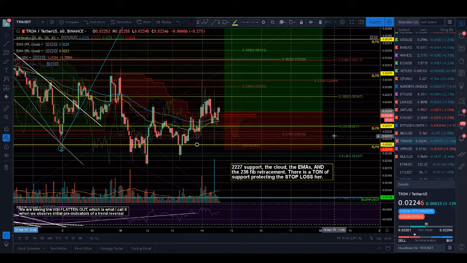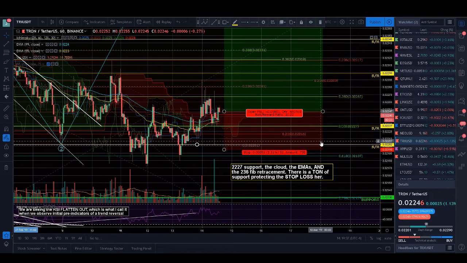So again, my supports are on point. My fibs are on point. Everything about my analysis for TRX has been right so far. So I'm pretty confident this is a really good setup for a breakout. But we'll see what happens.